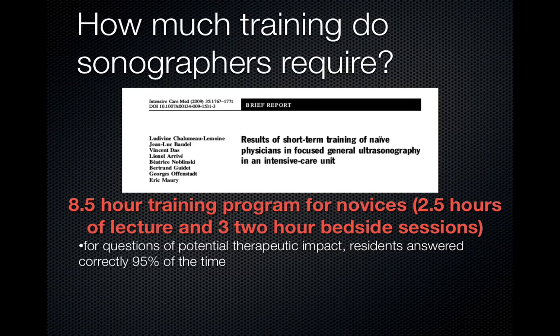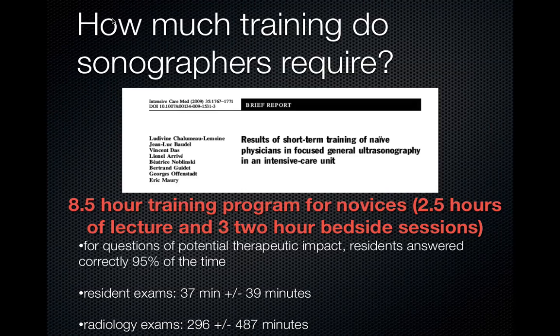For questions of potential therapeutic impact, the residents in this case answered correctly 95% of the time. The resident exams took approximately 37 minutes, plus or minus 39 minutes, and radiology exams, by comparison, took almost 300 minutes with a large standard deviation.